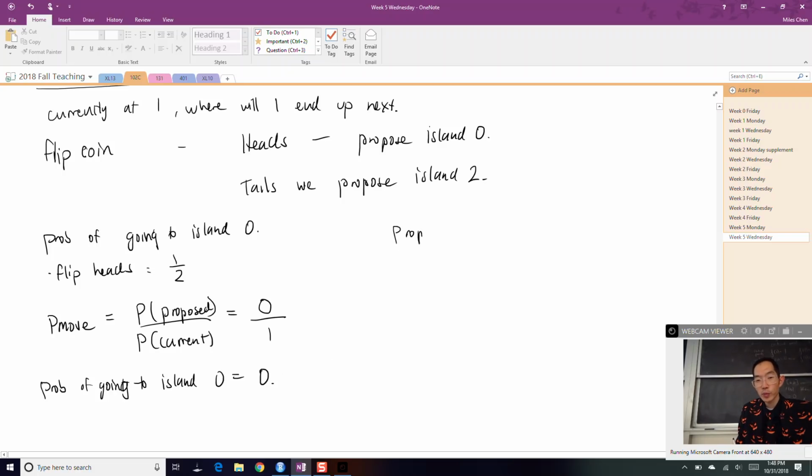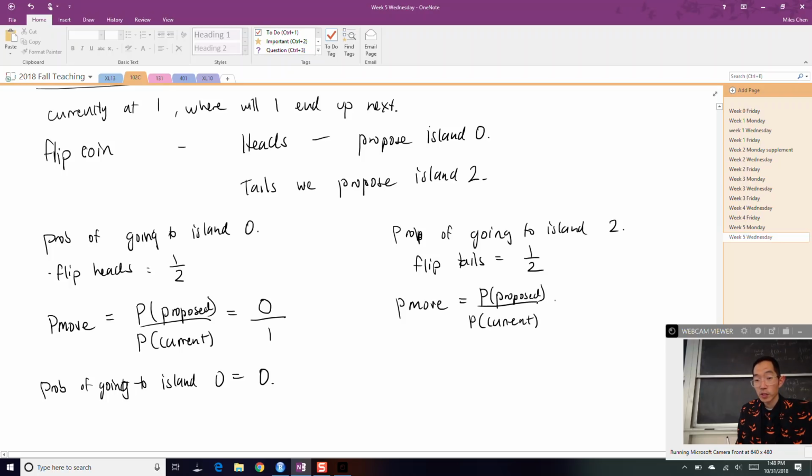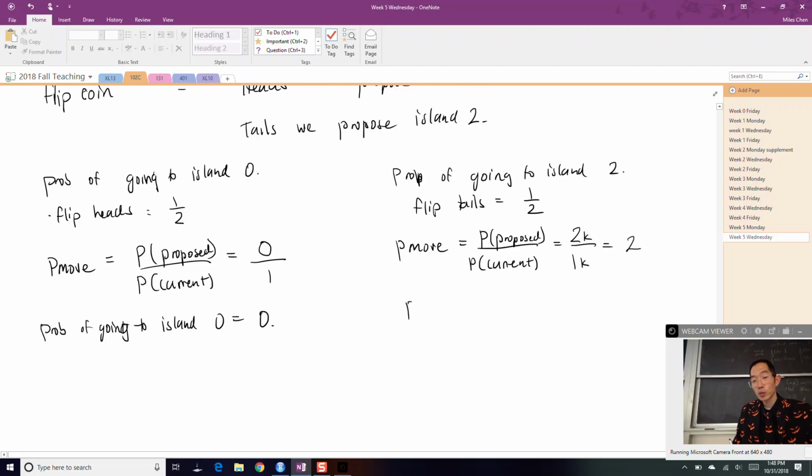Let's talk about the probability of going to island 2. I have to flip tails. That happens with probability 1/2. And then the probability of moving is going to be the probability of the proposed divided by the probability of the current. Island 2 has a population of 2k versus island 1, which has a population of 1k. This is going to give me a probability of 2, which means the probability of moving has to be 1, since you can't use 2. So the probability of going to island 2 is going to be 1/2 times 1/2.